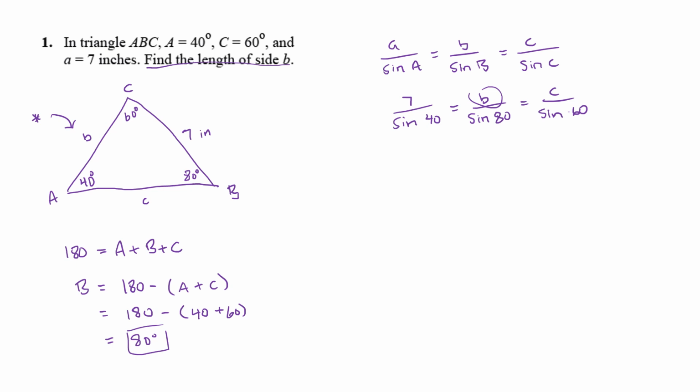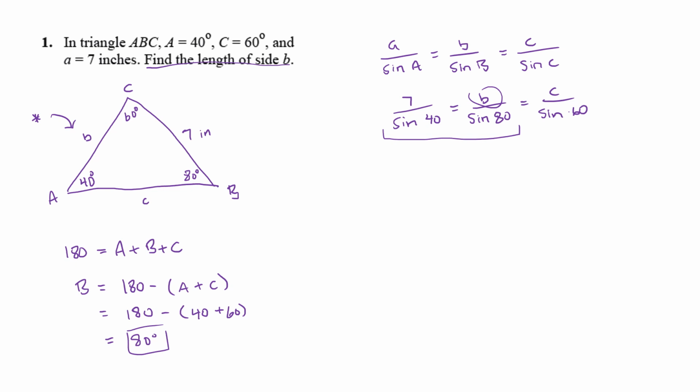You just need to make sure that the two ratios that you choose have only one missing value, so only one variable. You never want to choose two ratios that have two unknowns, okay? Because the goal of setting these ratios equal to each other is to solve for the unknown variable. So we're going to choose the first two. Between these two ratios, there's only one unknown, and that unknown is B.